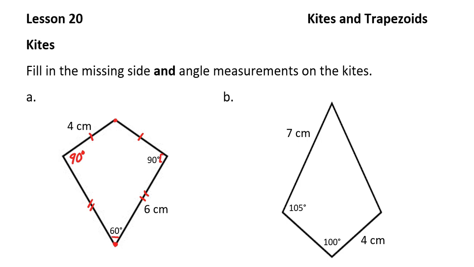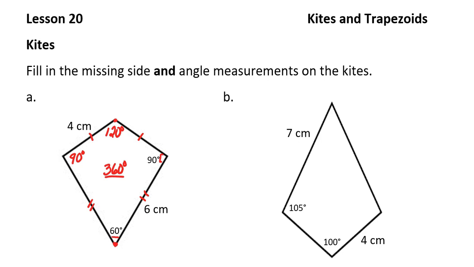I could figure out the measurement of that angle, though, because I know from previous lessons that the sum of the angles in any quadrilateral would be 360 degrees. So if I add 90 plus 90, that's 180. And then add 60 to that, that would be 240. And that means I would need this angle to be 120 degrees to give me that sum of 360 degrees.